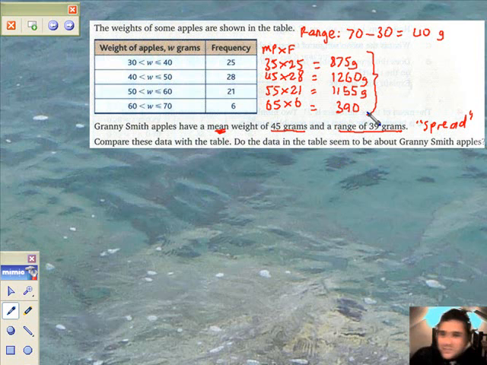Add up that little lot there. Please don't do that in the exam, you'll be given dotted lines along the bottom, so please use it nicely. Right, add up that little lot. I've got 875 plus 1260 plus 1155 plus 390. Altogether, all these apples come to 3,680 grams.